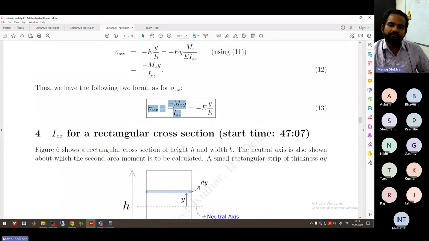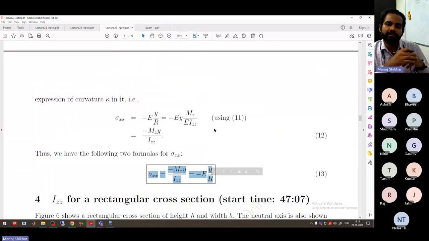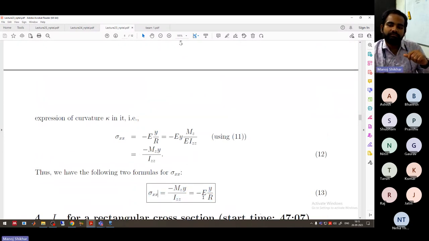This is one of the most used formulas in solid mechanics questions. If you solve the questions which came in GATE, you will encounter this formula a lot. Another variation will be this: they will give you the radius of curvature.